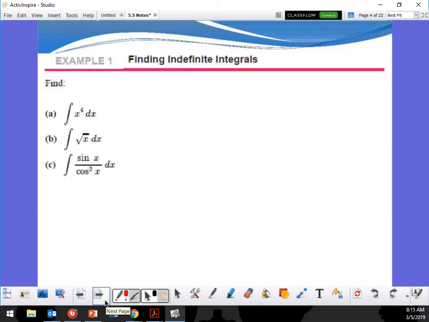All right, so find the indefinite integral. What's this one right here going to be? X to the 5 over 5. There we go. So we're going to have x to the 5 over 5 plus c.